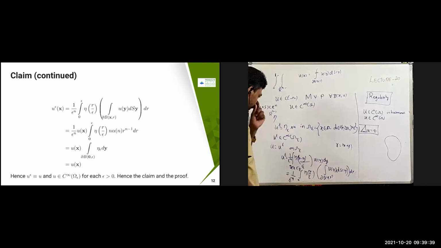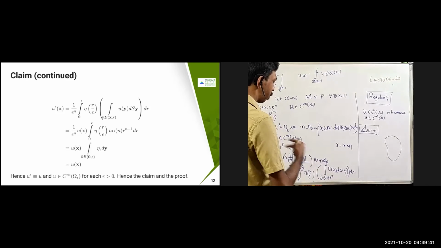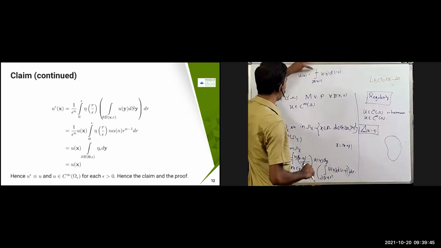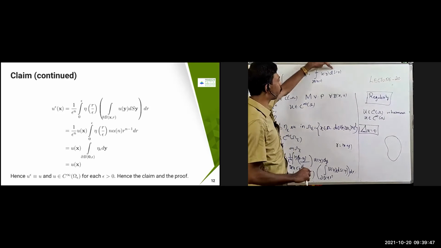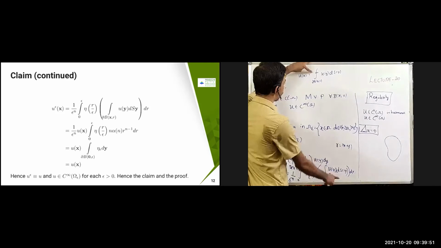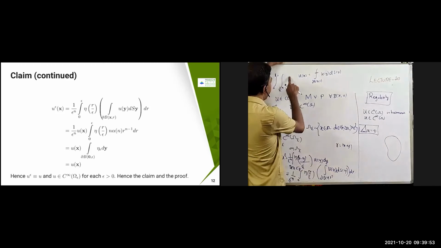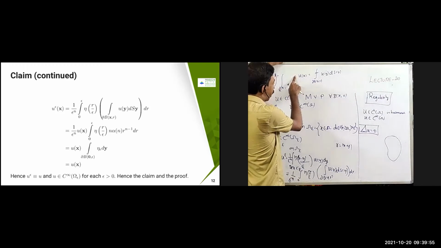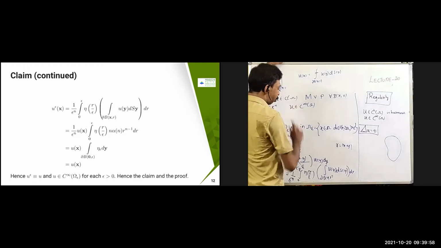Okay, so therefore this one I can do. Okay, so this one I'm just writing it again. So from this one, u of x equals the integral over ∂B(x, r) of u(y) dS(y). So apply the definition of the integral of u(y) dS(y) from this one. Then there will be n α(n) r^(n-1) that is going to come here. Okay, that also we have.